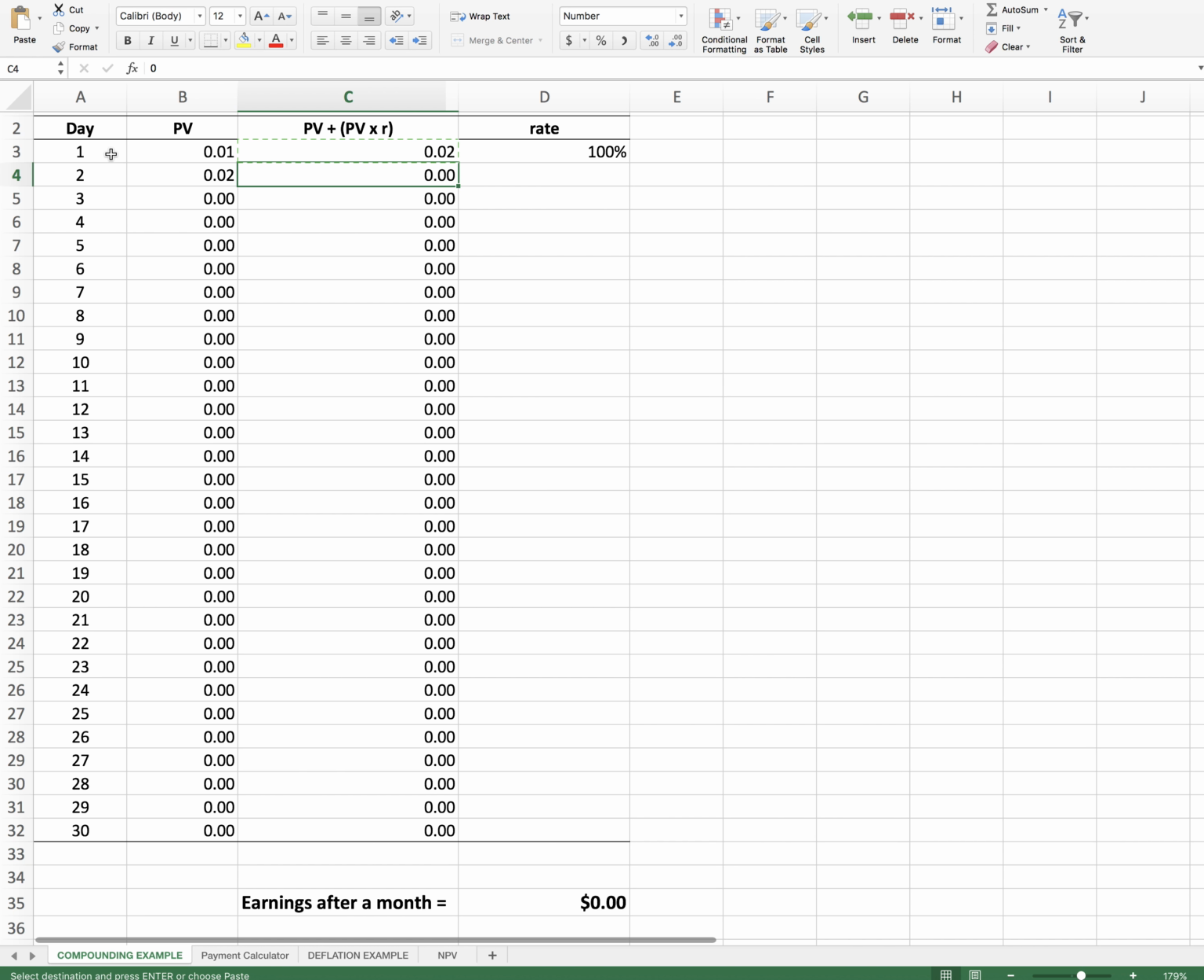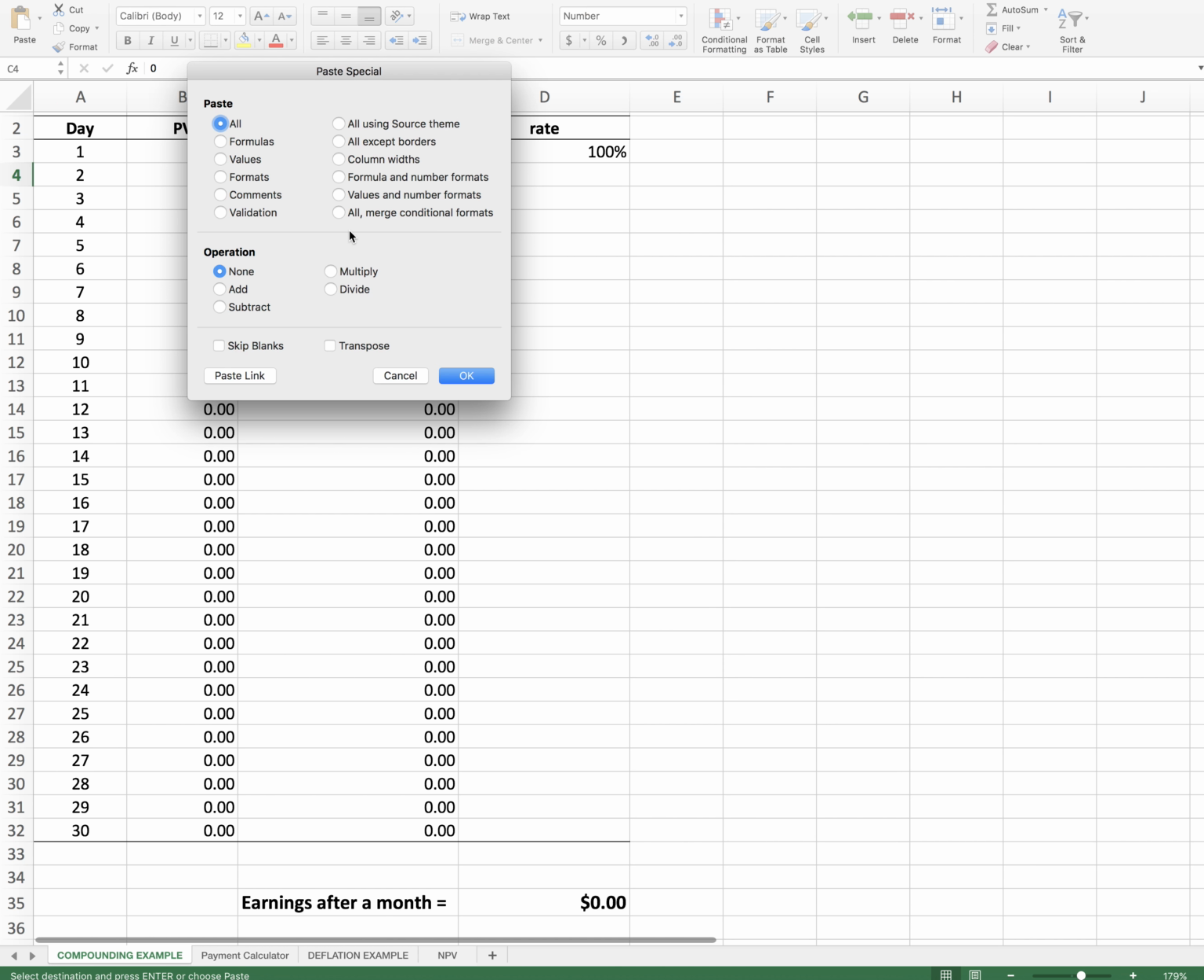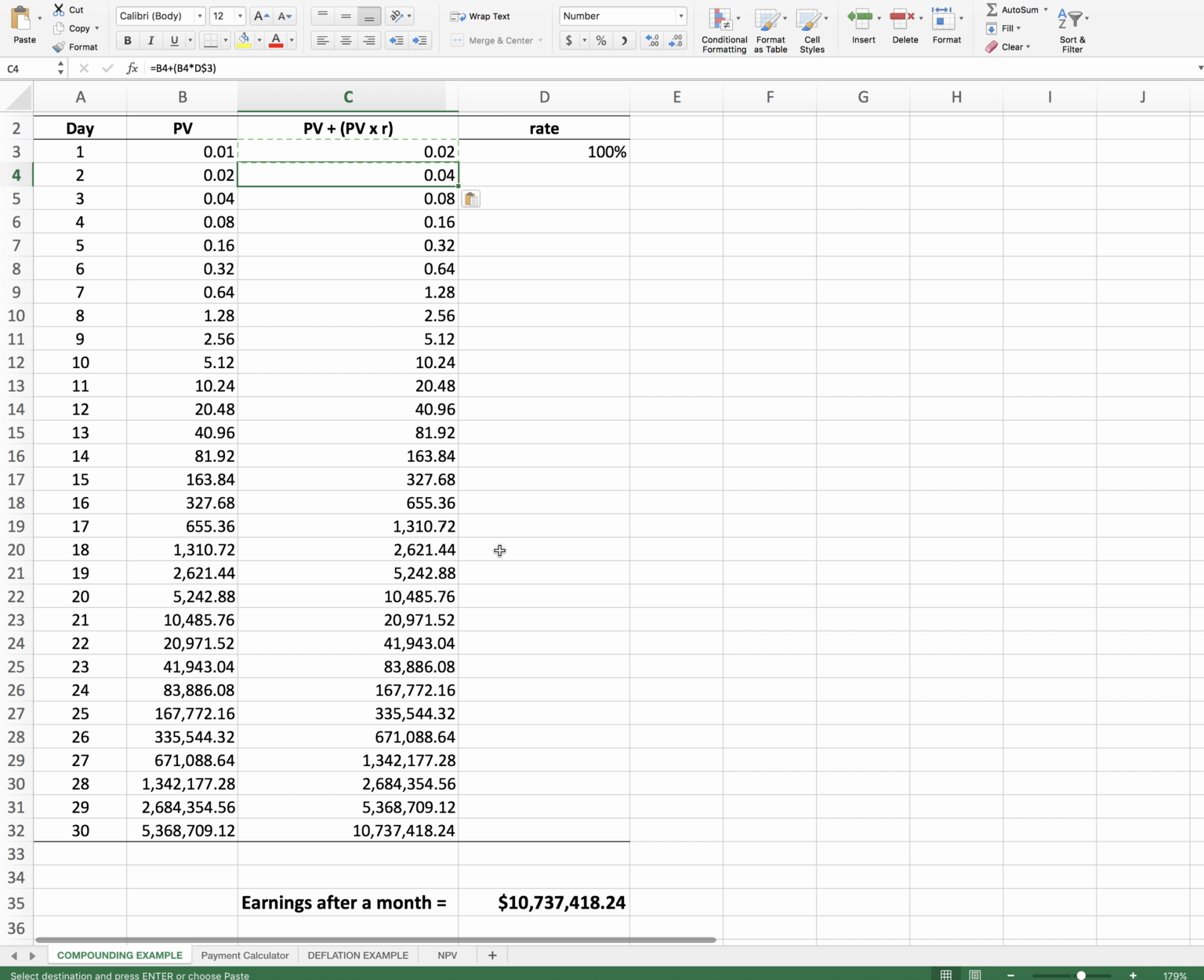First of all, you see day one we have 1 cent, and then we employ the formula here, and so we anticipate to have 2 cents the next day, and as you can see on the next line, we have 2 cents. Now let's go ahead and put the formula in. Paste special, formula. Okay. All right, and so now you can see that after 30 days, that penny has generated $10.7 million.